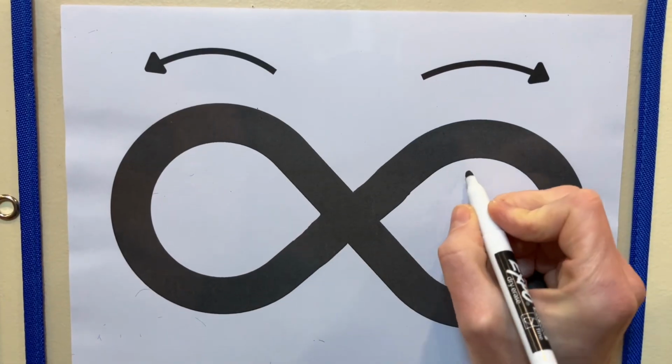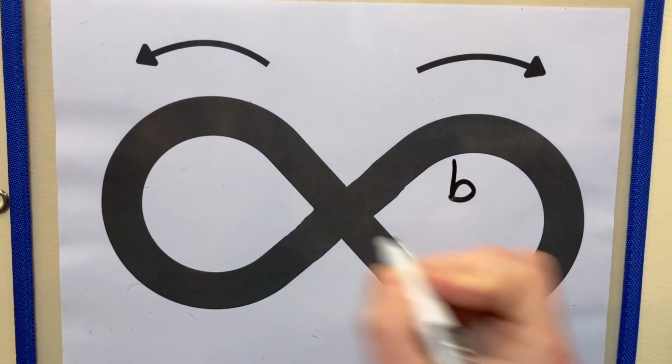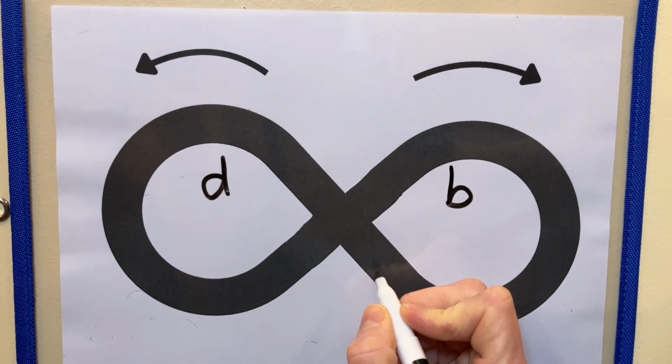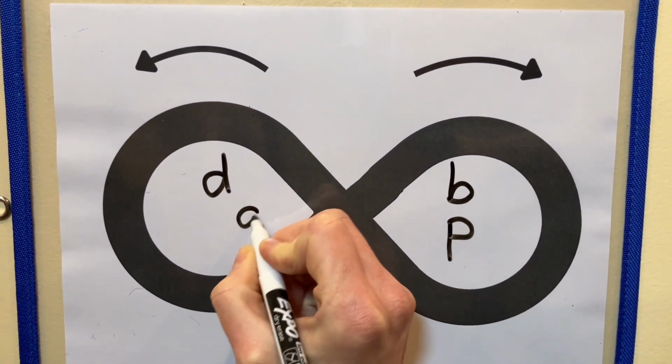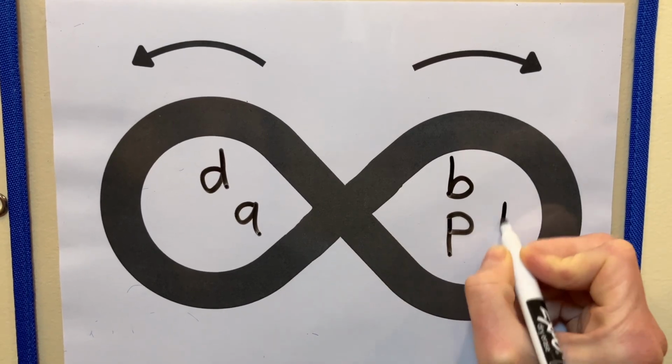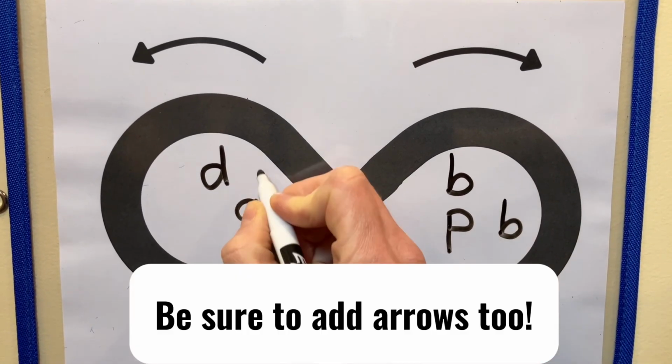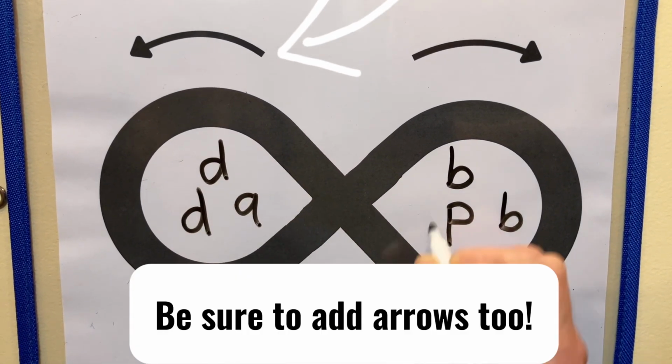My next tip is to have the child work on sorting the letters that they're having difficulty with. And you can do this with a lazy 8 or an infinity symbol. What they're going to do is, certain letters, let's say lowercase b, that curve goes to the right. So they will put lowercase b on the right side of the infinity or the lazy 8. And then they're going to put other letters that curve to the left, like lowercase d, on the left side.